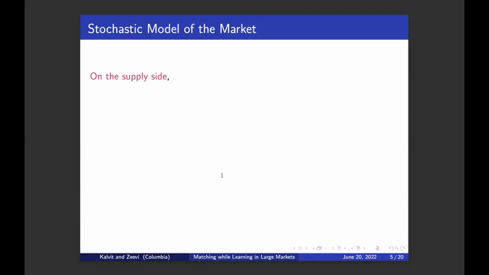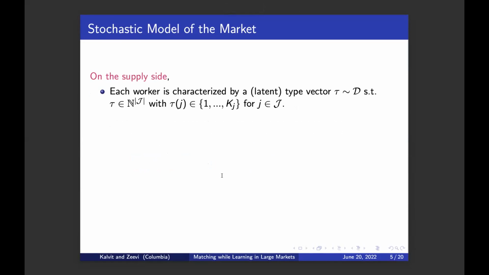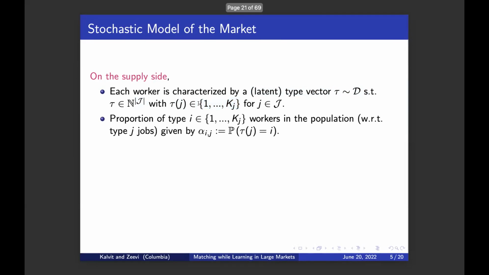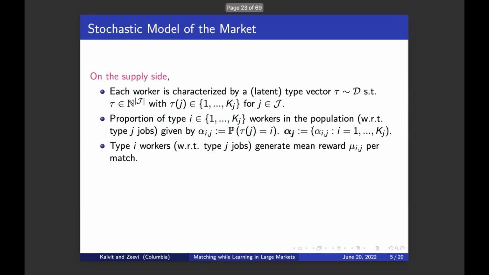Okay, so that was the demand side of the market. Now what happens on the supply side? We model each worker as being characterized by some latent vector of types, which is sampled from another latent distribution D, which sits in the cardinality-of-J dimensional ambient space. So the interpretation here is that the jth component of the type vector tau lies in the index set 1 to kj. For instance, if the jth component of the tau vector is equal to i, we will simply refer to that worker as being of type i with respect to a job of type j. Now, at a distribution level, the proportion of type i workers, with respect to type j jobs, in the population is given by alpha sub i comma j, and the bold vector simply denotes the vector representation of these probabilities.